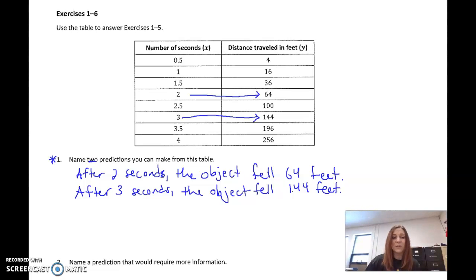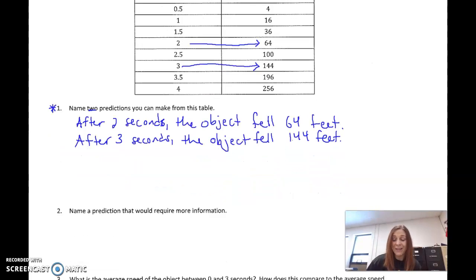The next one says, name a prediction that would require some more information. Well, what if I wanted to know how far it had traveled after 3.75 seconds? That's halfway between the 3.5 and the 4. But I can't just take half the distance between them because it's not constant. It's not traveling the same amount every time. I can't say it fell 10 feet, so halfway would be 5 feet. Nope, it's gaining speed.